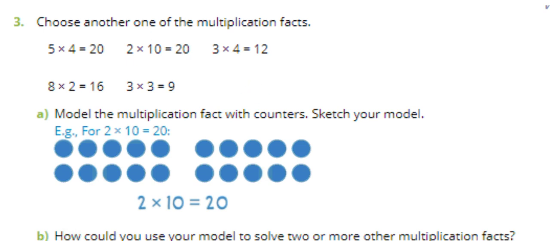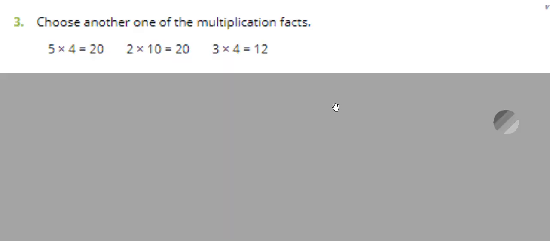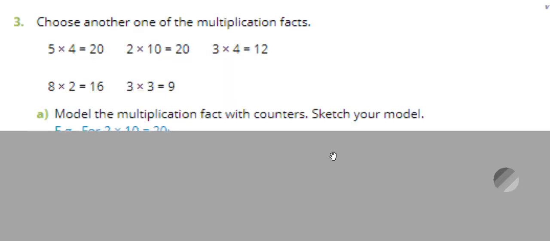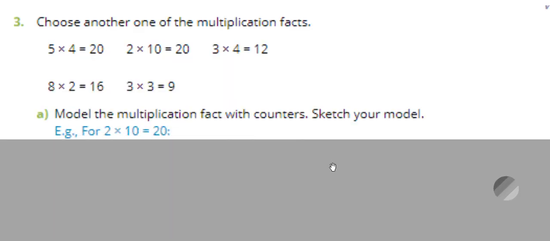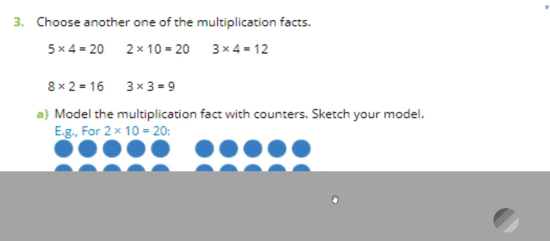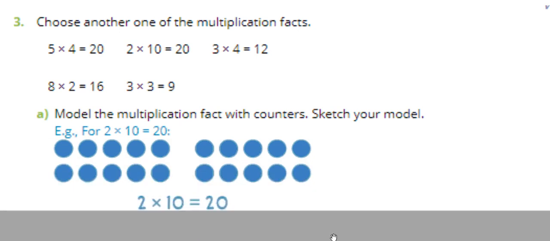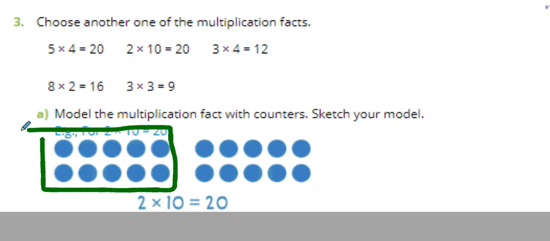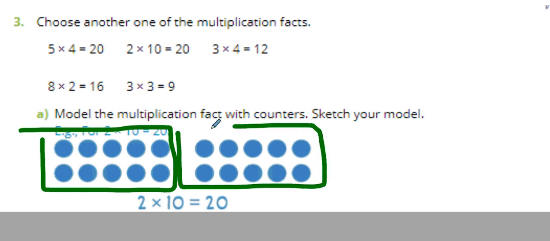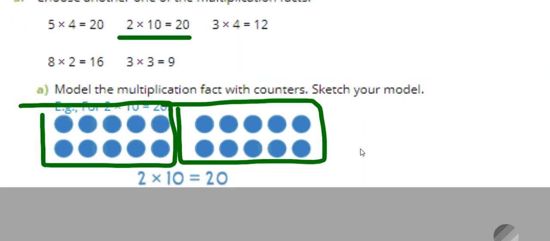Okay. I'm going to put the screen on again, just so it's easier to see what I'm talking about. So this one, the question says, choose another one. For example, this person did 2 times 10 equals 20. Okay. So here's our two groups of 10. 10, 10. 2 times 10 is 20. I chose that one.